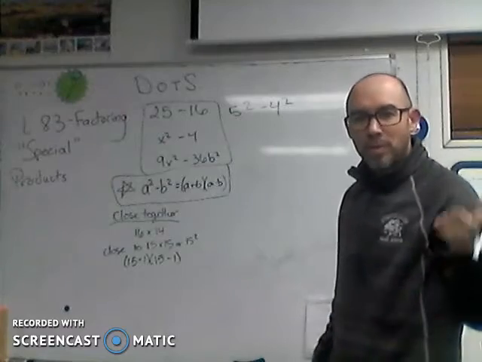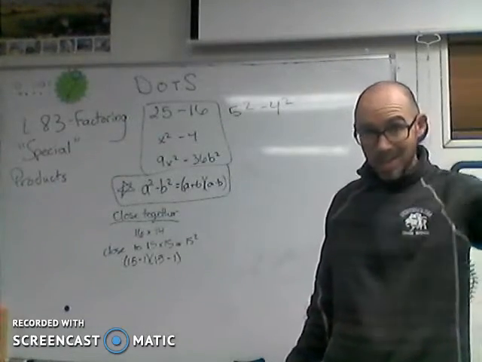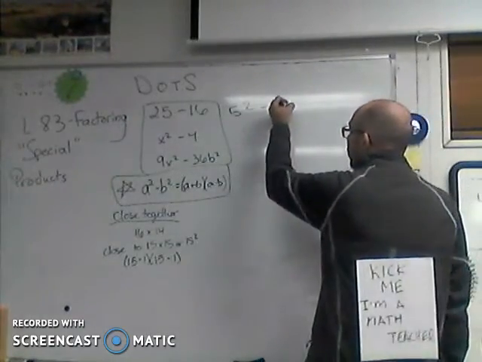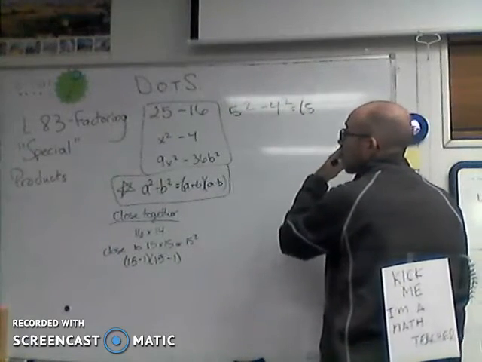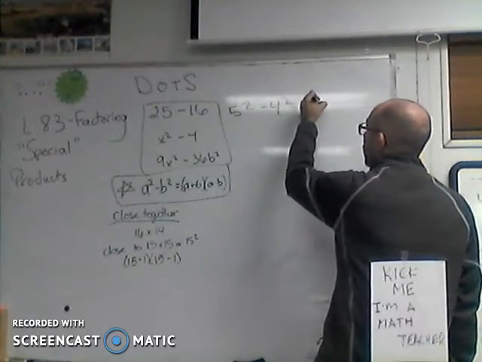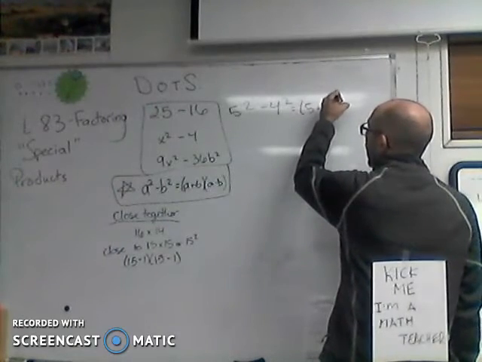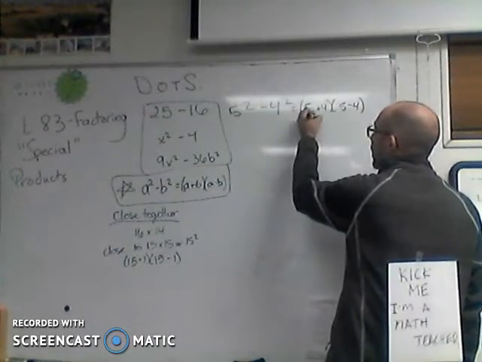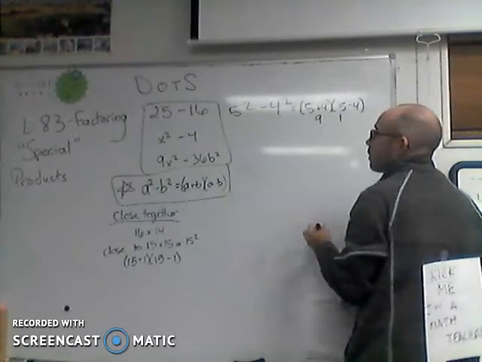I know you can just do the math, right? You can go 25 minus 16 is 9. But let me just show you that the math works here. That would be 5 plus 4 and 5 minus 4 multiplied. That's 9 times 1 is 9.